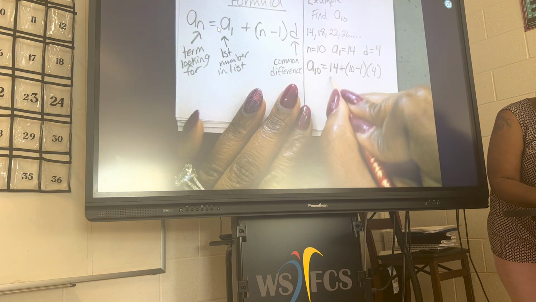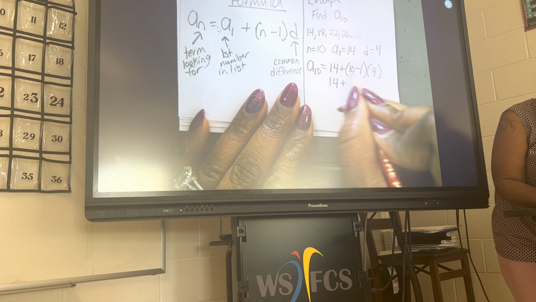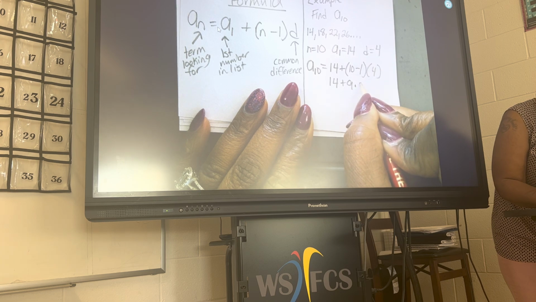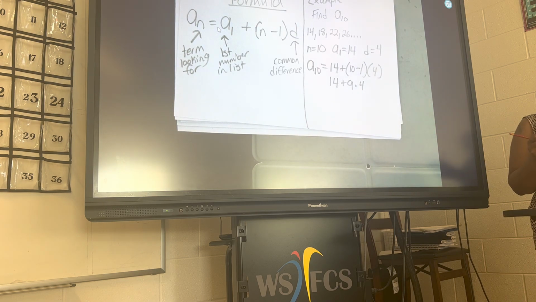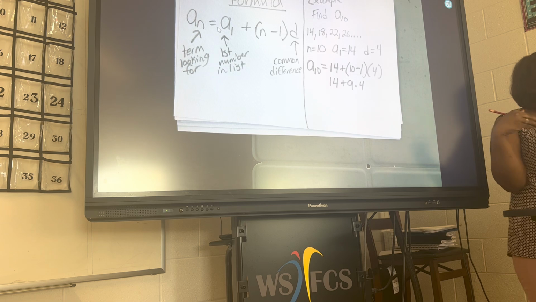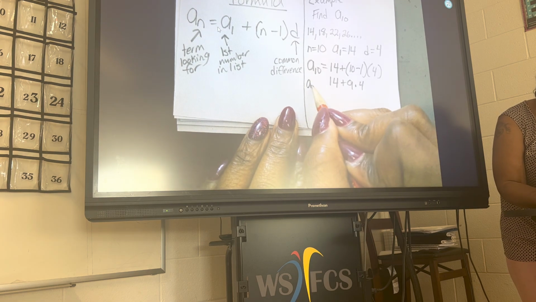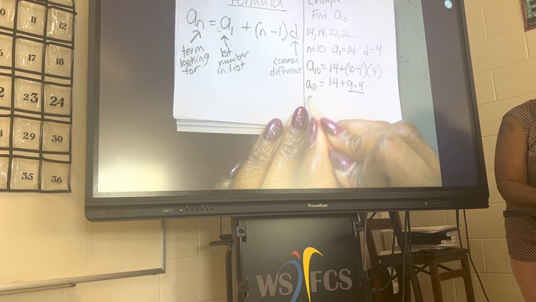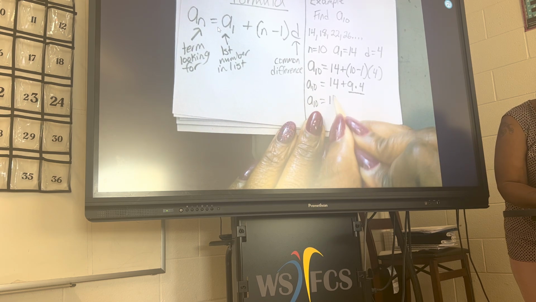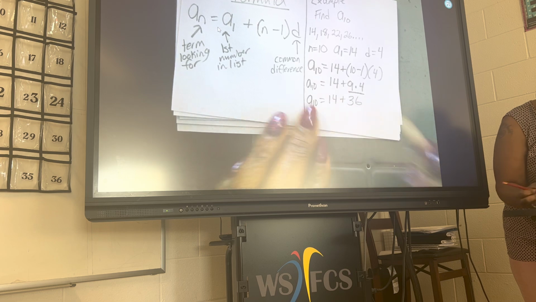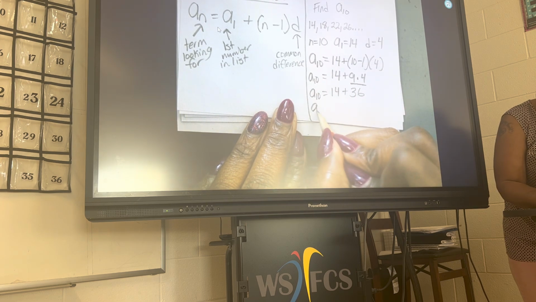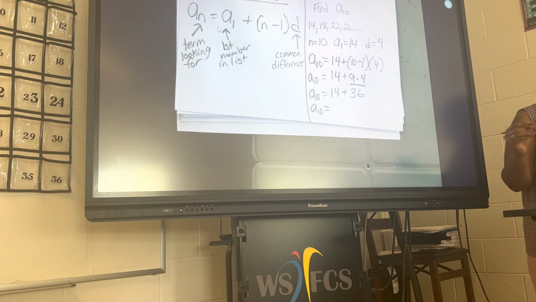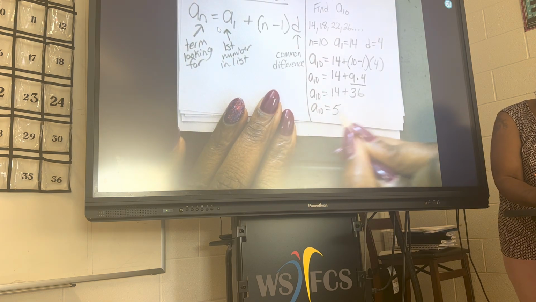So we got 14 plus, what's this in parentheses? 9 times what number? 4. What are we gonna do first here to solve this? We're gonna do multiplication first. So when we multiply, what does this give us? 36. So we got 14 plus 36. Good job. So what's A sub 10? What's the 10th number in the list? 50. The 10th number in the list is 50.